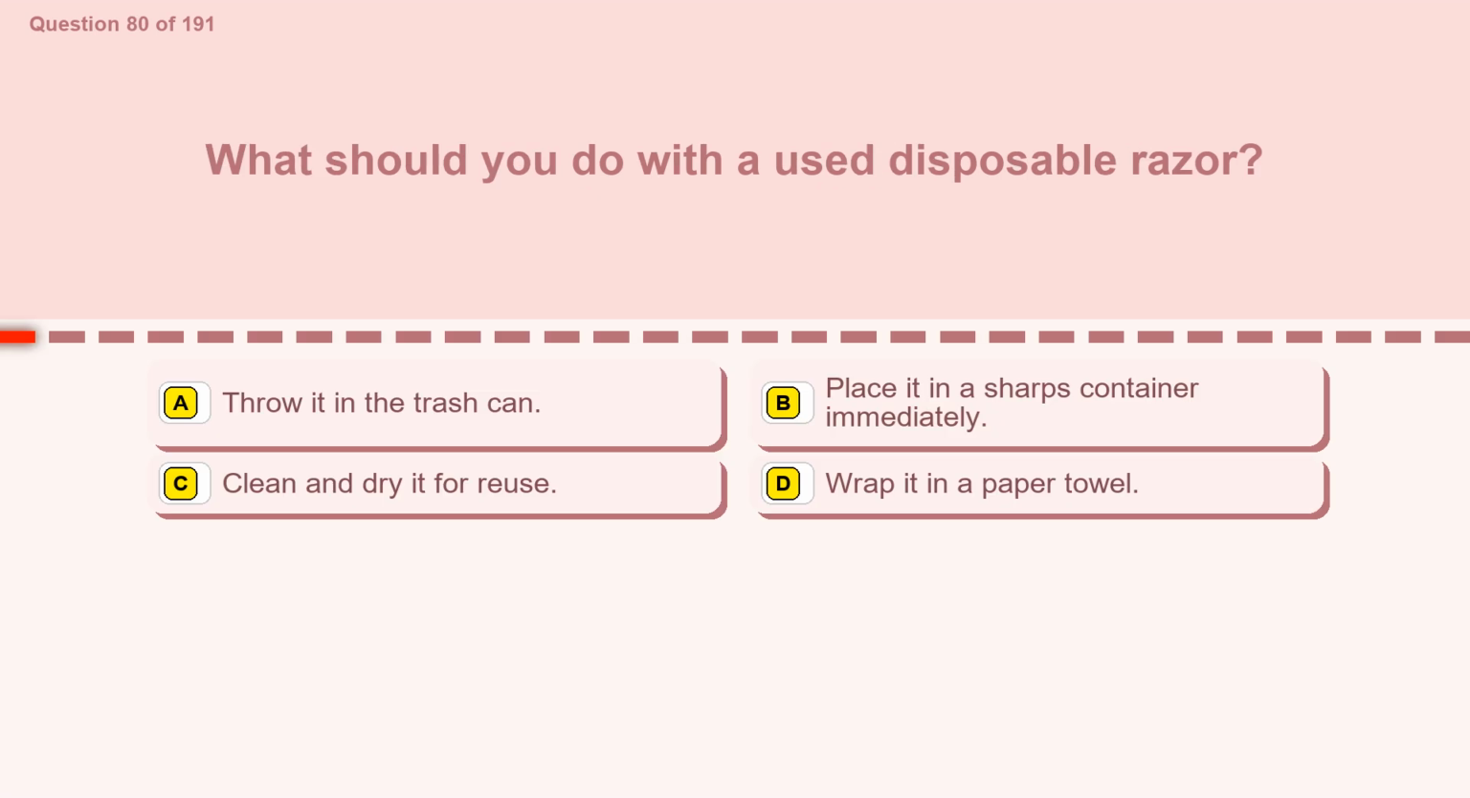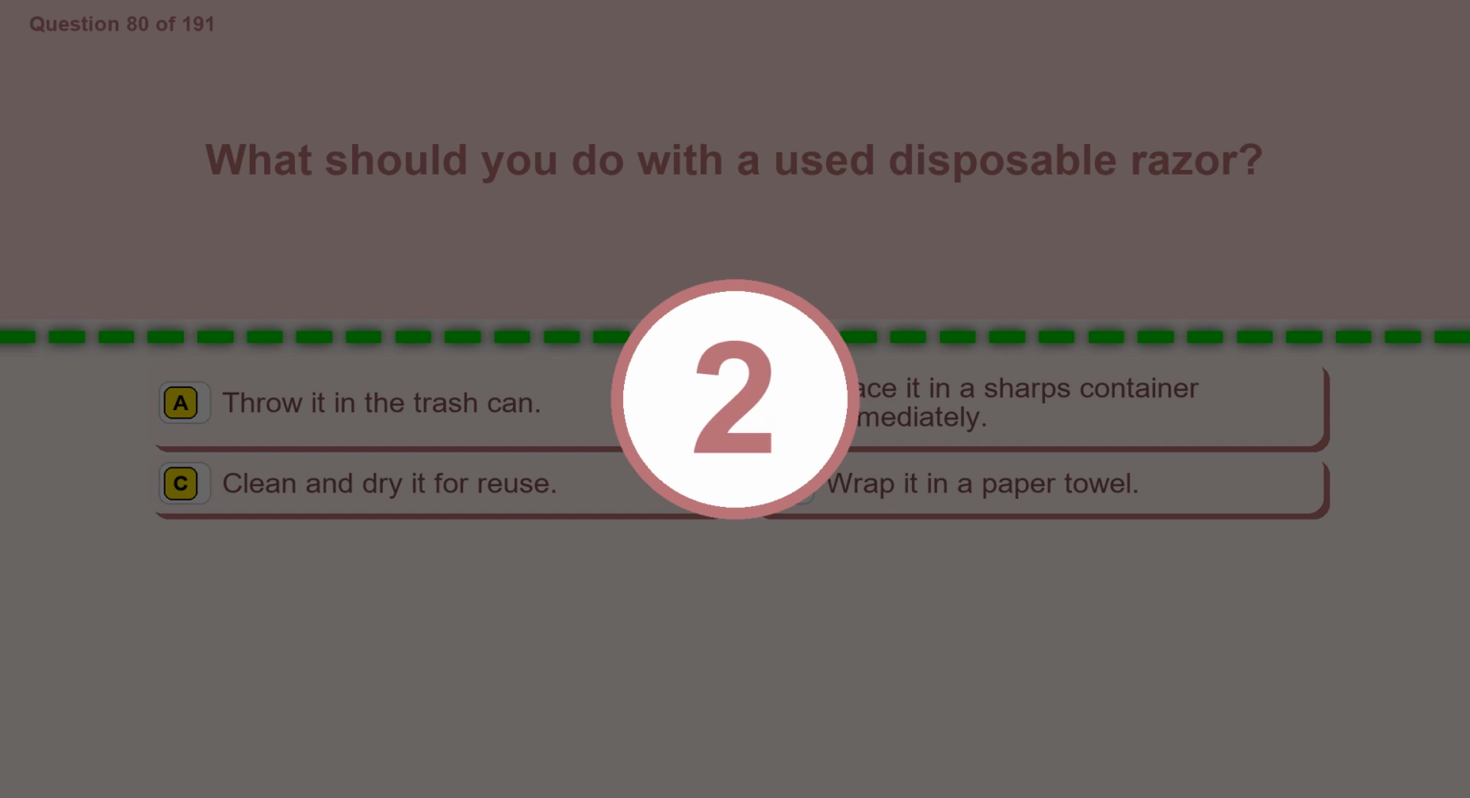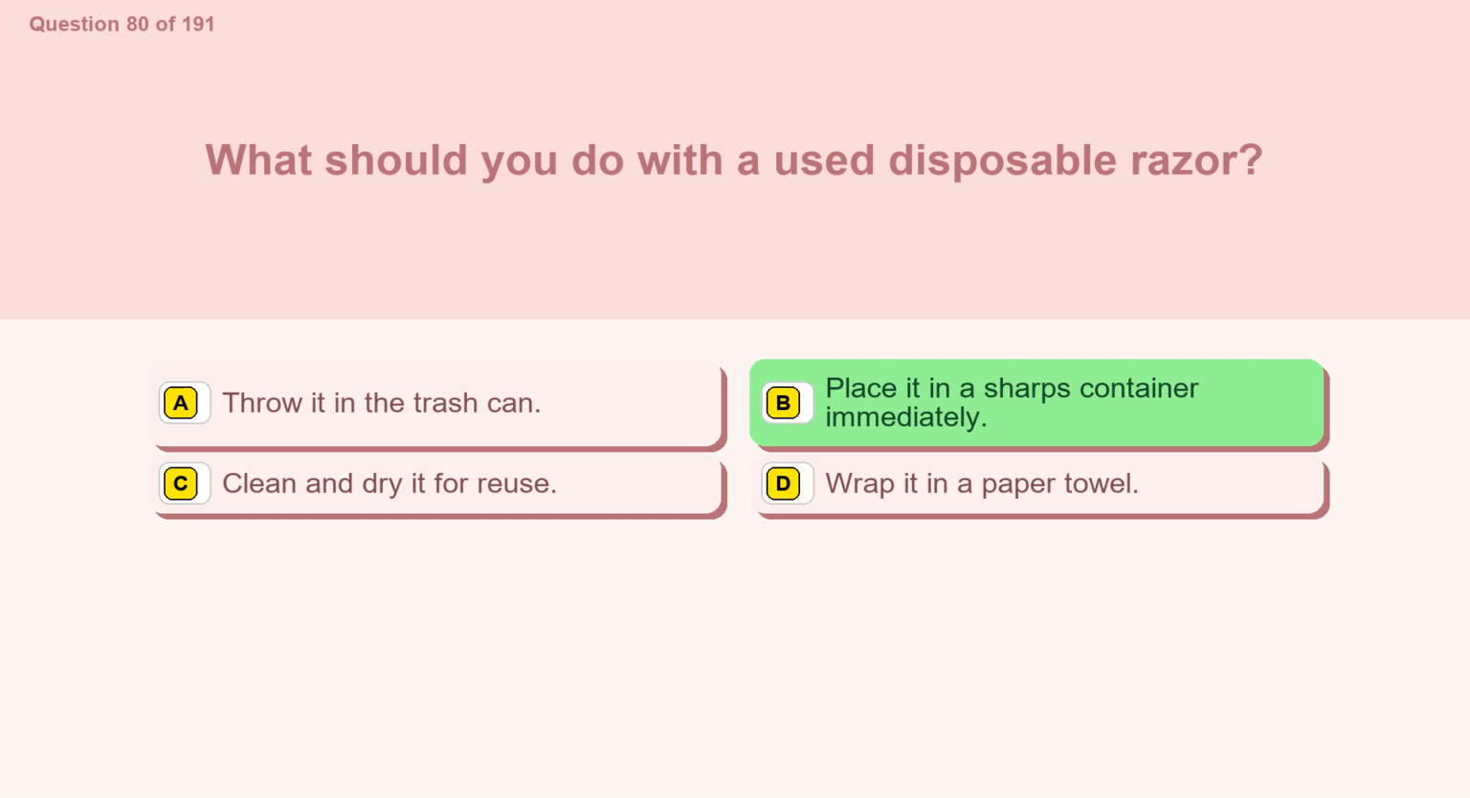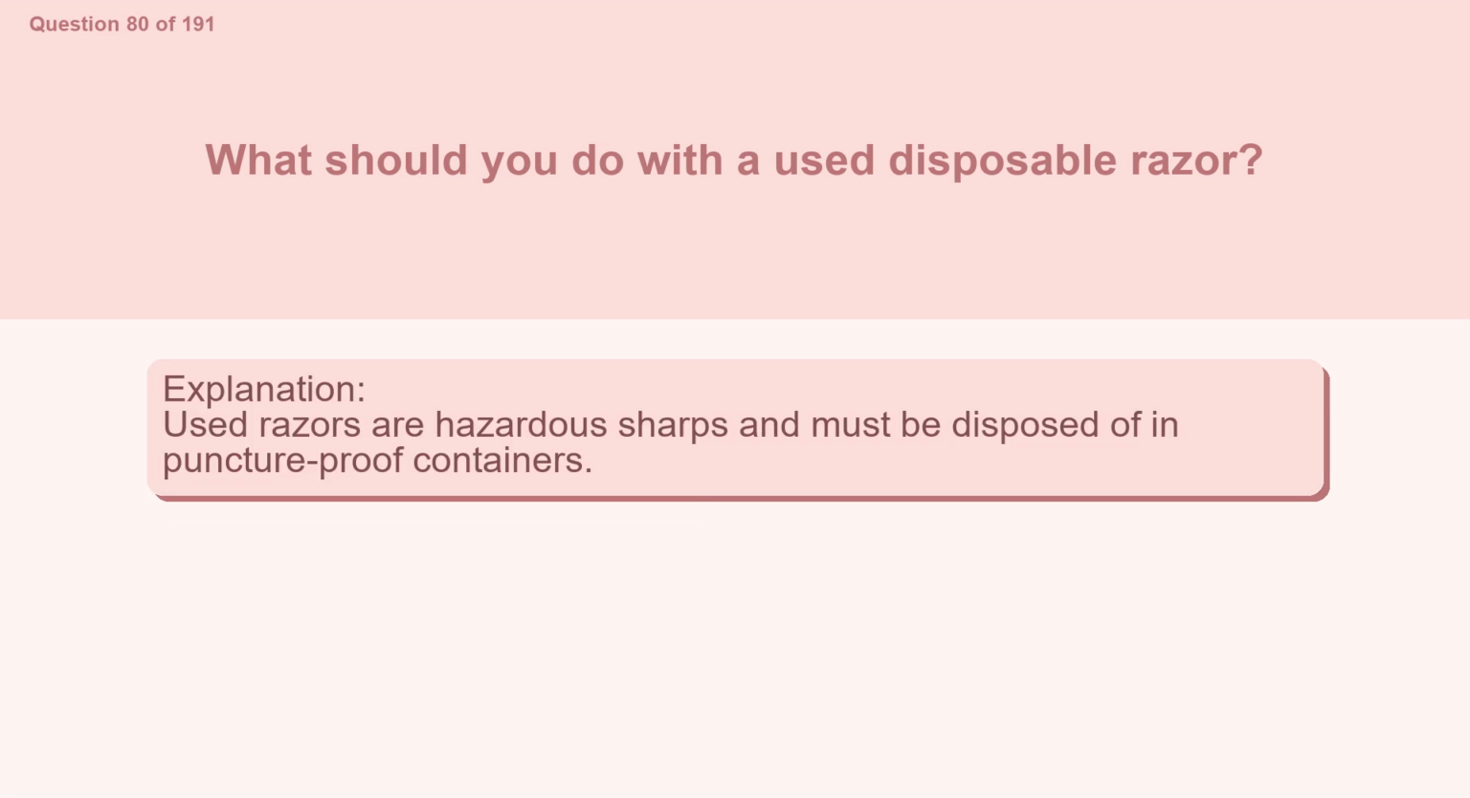Question 80. What should you do with a used disposable razor? Option A, throw it in the trash can. Option B, place it in a sharps container immediately. Option C, clean and dry it for reuse. Option D, wrap it in a paper towel. The correct answer is option B, place it in a sharps container immediately. Used razors are hazardous sharps and must be disposed of in puncture-proof containers.